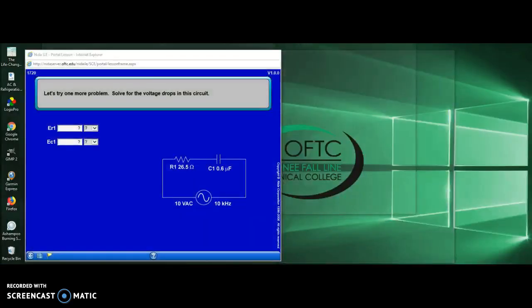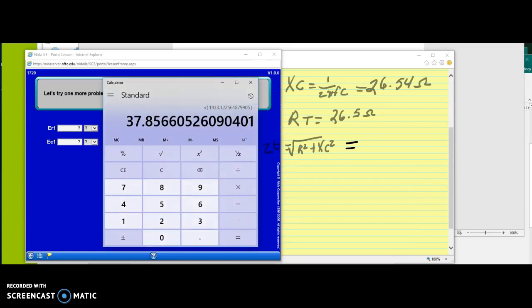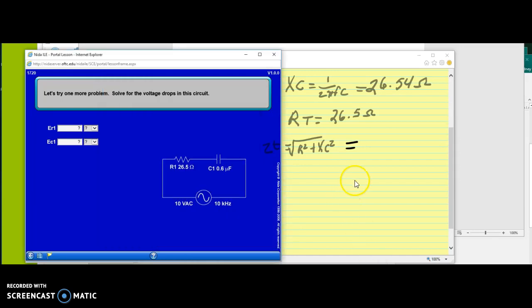So 37.856 is our total impedance. Let's write that down. I forgot what the number was on the calculator, so we'll go back. 37.86 if we round. 37.86 ohms. So that's Z total.